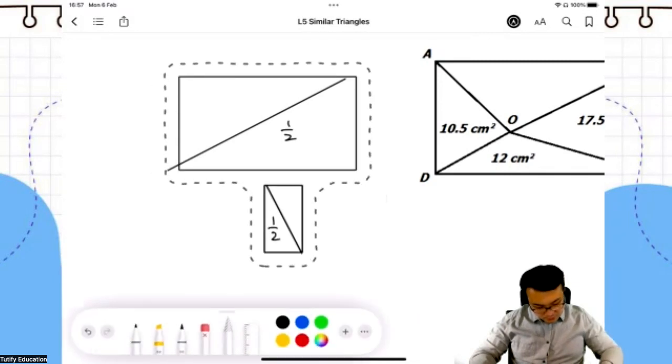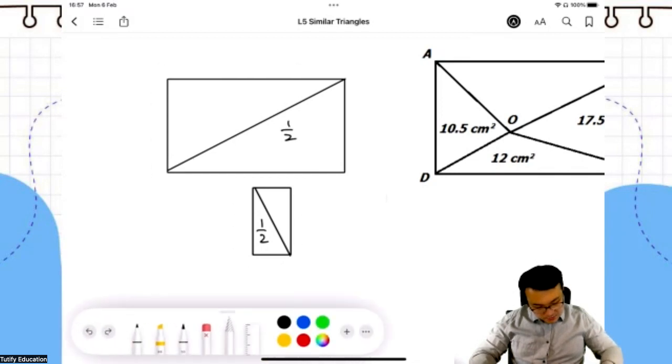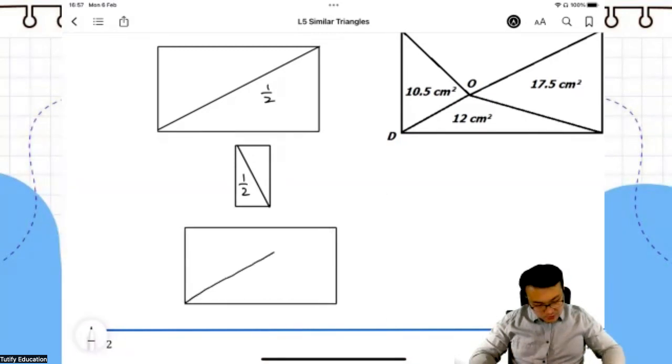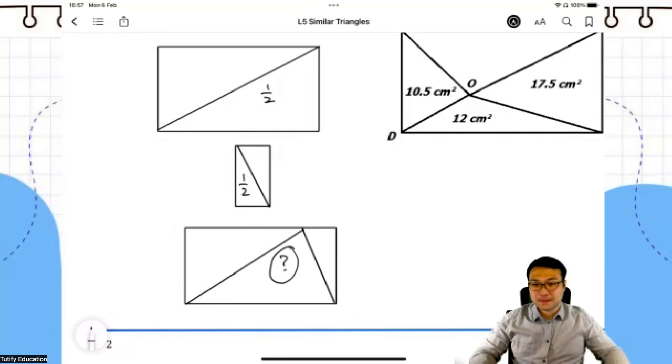Now I'm going to draw another rectangle like this, and I'm going to draw a triangle inside, like that. What fraction of the rectangle is the triangle? Which triangle? This triangle. What fraction of the rectangle is this? Half. Do you know or you don't know? Half. Very good. You are correct.